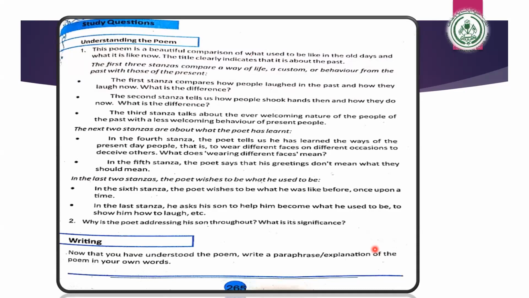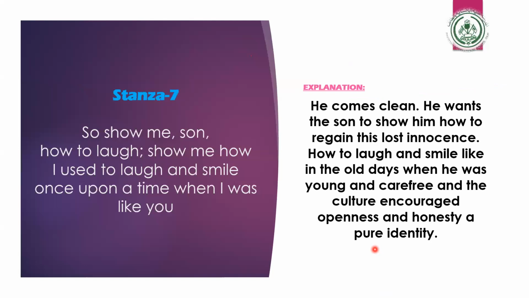So, dear students, this was the last stanza in Unit 7. We learned that in the last stanza, the poet is just saying to his son that he wanted to get rid of today's culture, the new culture, and he wanted to go back to his past culture, as he had in childhood. So teach me, show me how to laugh and how to smile with the core of the heart, not just apparently.